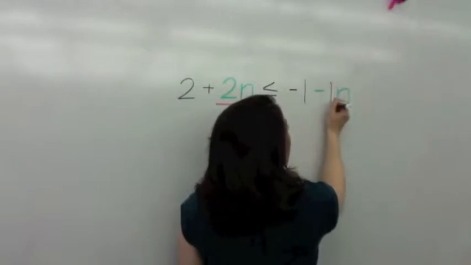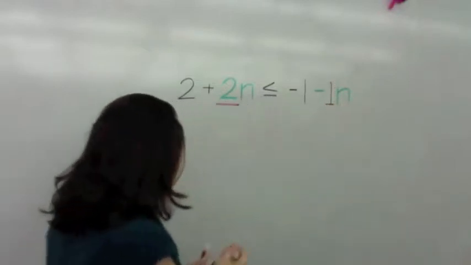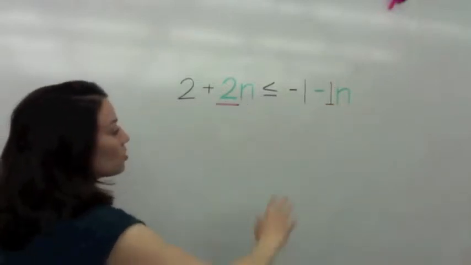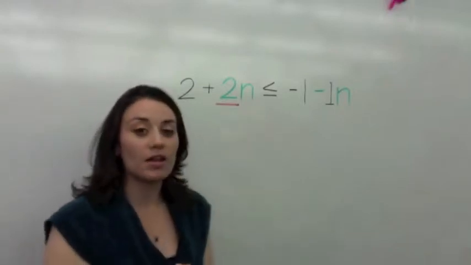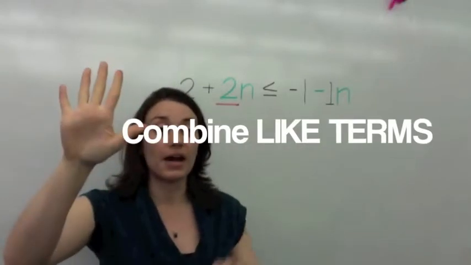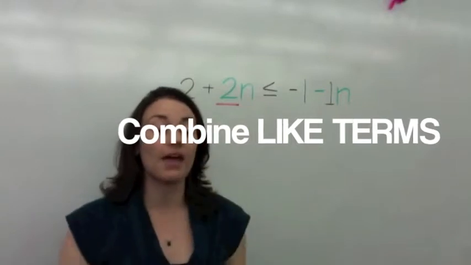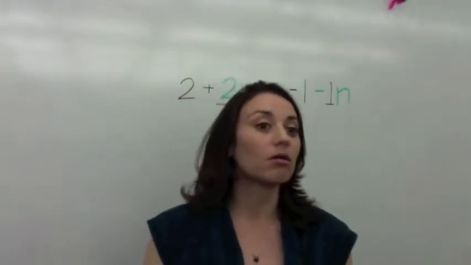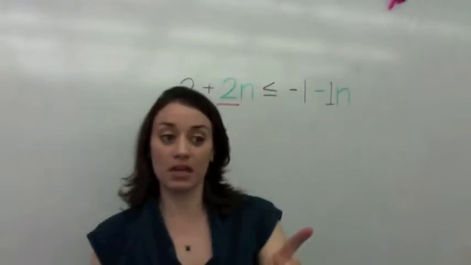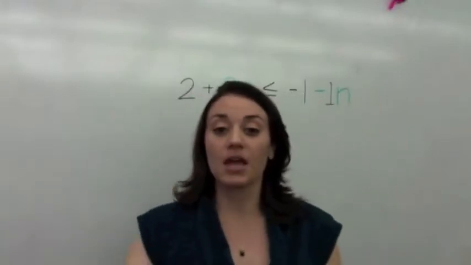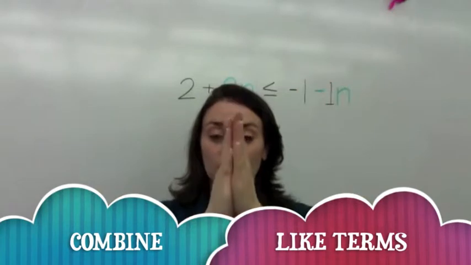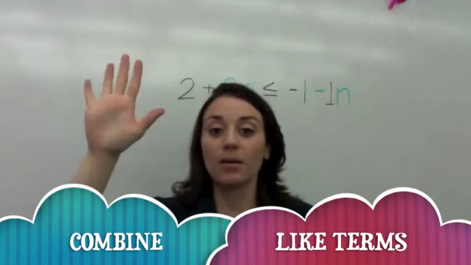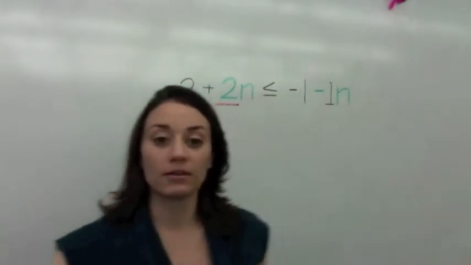Now you have two terms with n. So in order to solve this inequality, you have to combine like terms. Okay, everyone do that with me. Ready? Okay, let's go. All right, ready? Combine like terms. One more time. Combine like terms, right?